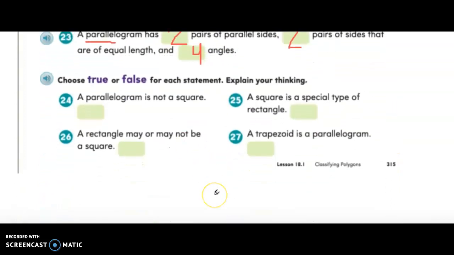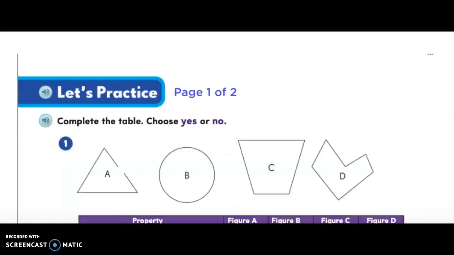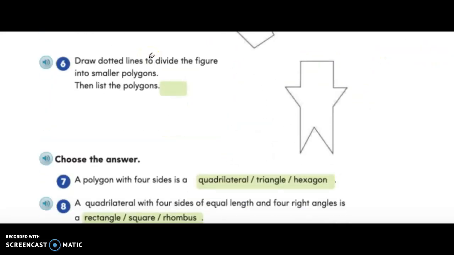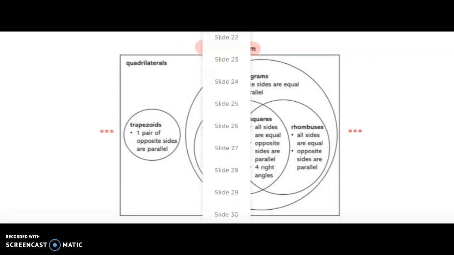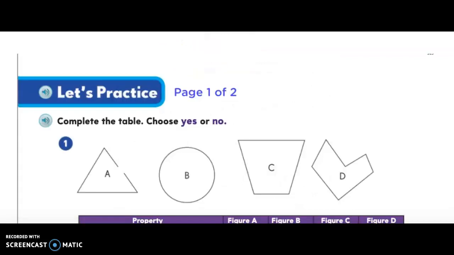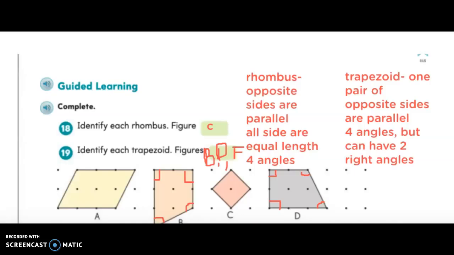All right, so now some true or false. We'll really test our knowledge here. So on, let's see, slide 21, when you're doing your practice, I included a Venn diagram here that will really help you. So feel free to go back and to use that when you are completing your own practice. Oops, I went too far.